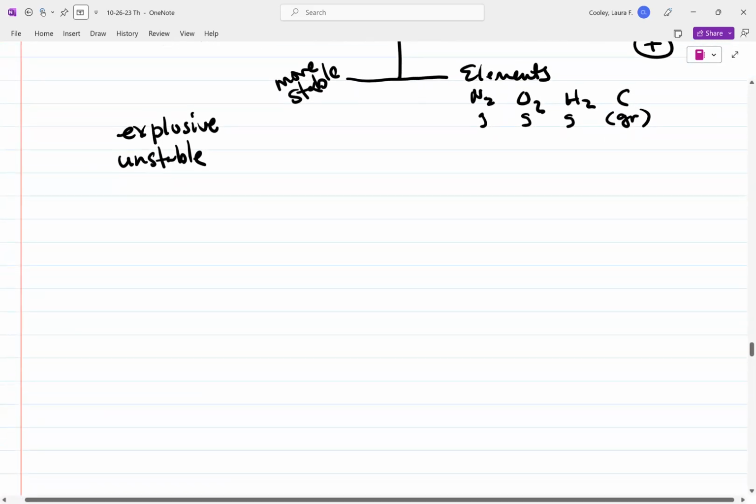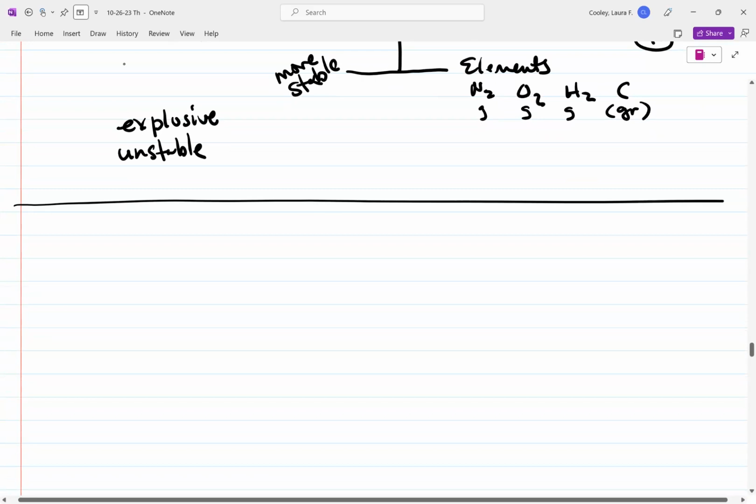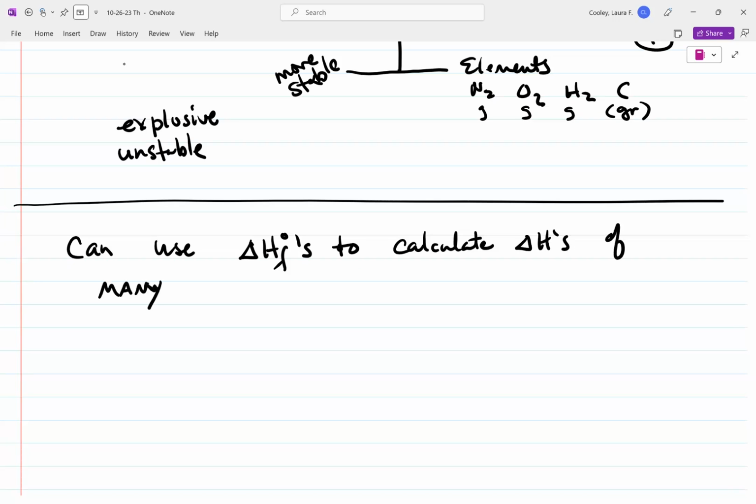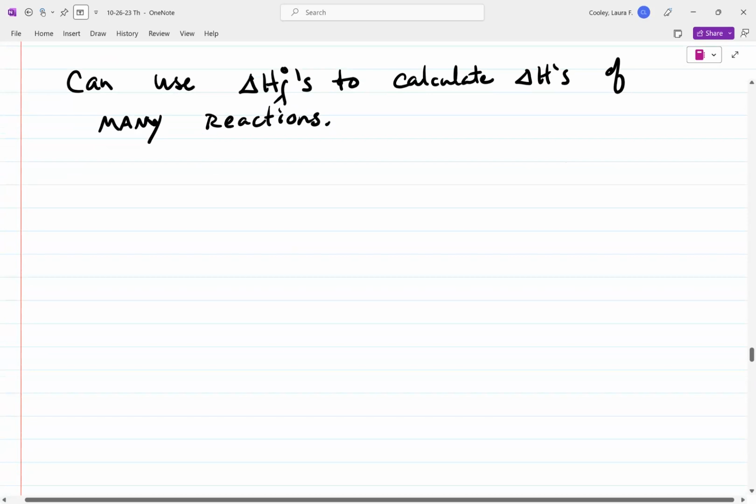Okay, now why am I telling you all this about delta HF zeros? It's because they are really extremely, extremely important. They're extremely important because they allow us to figure out delta H's for just about any reaction out there. And how do you do that? I'm going to show you. We use Hess's law. So we can use delta HF zeros to calculate delta H's of many, many reactions. And this is how you do it, okay?